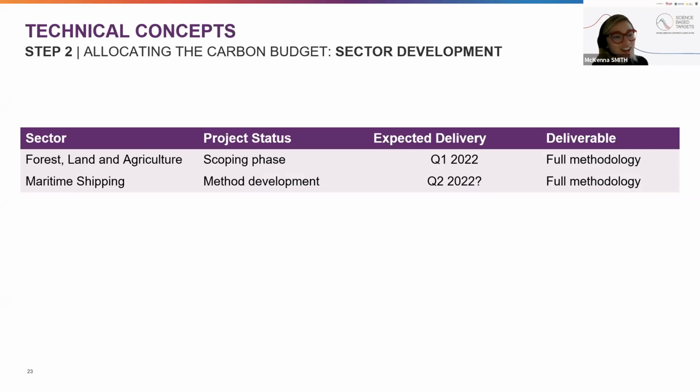Right, and very exciting. So we have two methodologies that are coming up that I think are particularly of interest to people. So the first one is the FLAG project, the Forestry, Land and Agriculture project. And this is currently being finalized with the draft guidance. So the draft guidance for FLAG will become available in the next, I would say, month or two. And that will be put on our website before it is finalized.